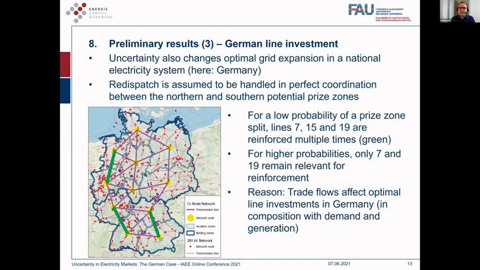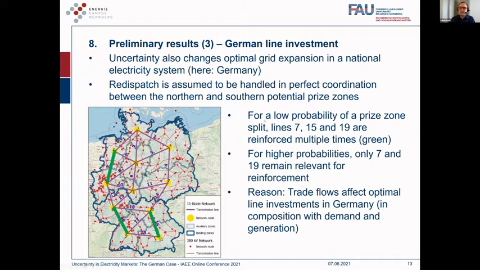And finally, I would show you some results on the line investment in Germany. So this is the graph that I've already shown you with our 11 node grid. And as I said, redispatch is assumed to be the congestion management choice, and it's assumed to be handled in perfect coordination between the northern and southern price zone. So there is no lack of coordination there. And as I said, the uncertainty also changes this optimal grid expansion in the end.